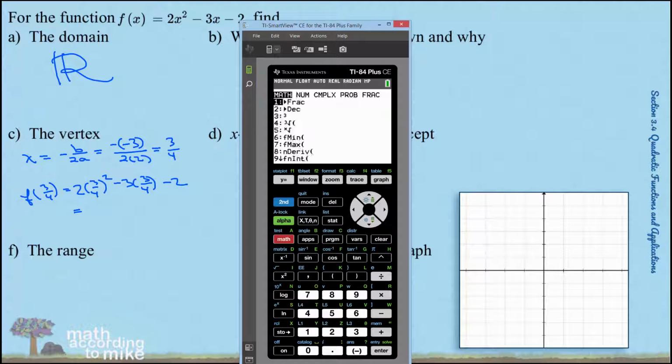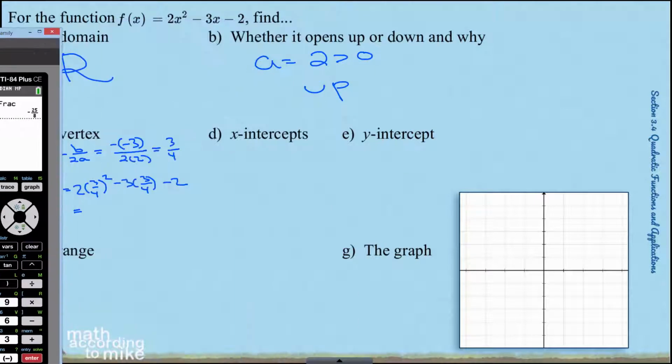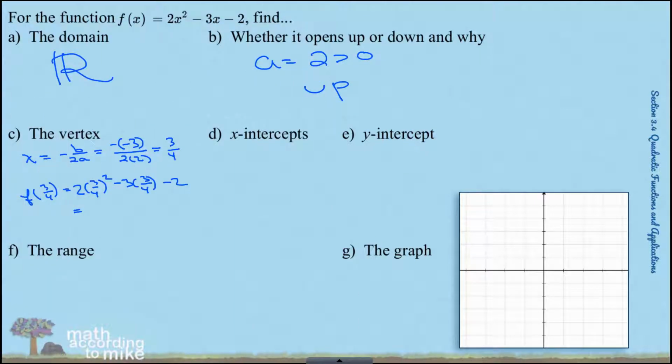And I'm going to go to math. The very first option there, convert to fraction. Negative 25/8. I want to write a fraction. So your vertex, that's an 8. Your vertex is 3/4, negative 25/8. Excellent.